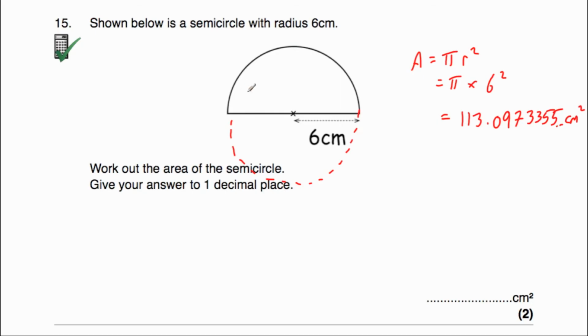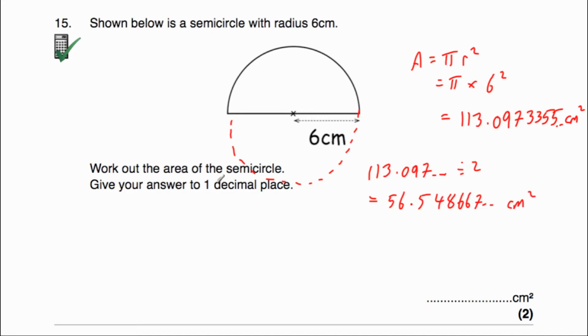Now that's the area of the whole circle. We want just the area of the semicircle, so we're going to divide this by 2. So we're going to do 113.097 and so on, and divide that by 2. And when we divide by 2, that gives us an answer for the area of the semicircle, this region, of either 18 pi or 56.548667 and so on centimeters squared.